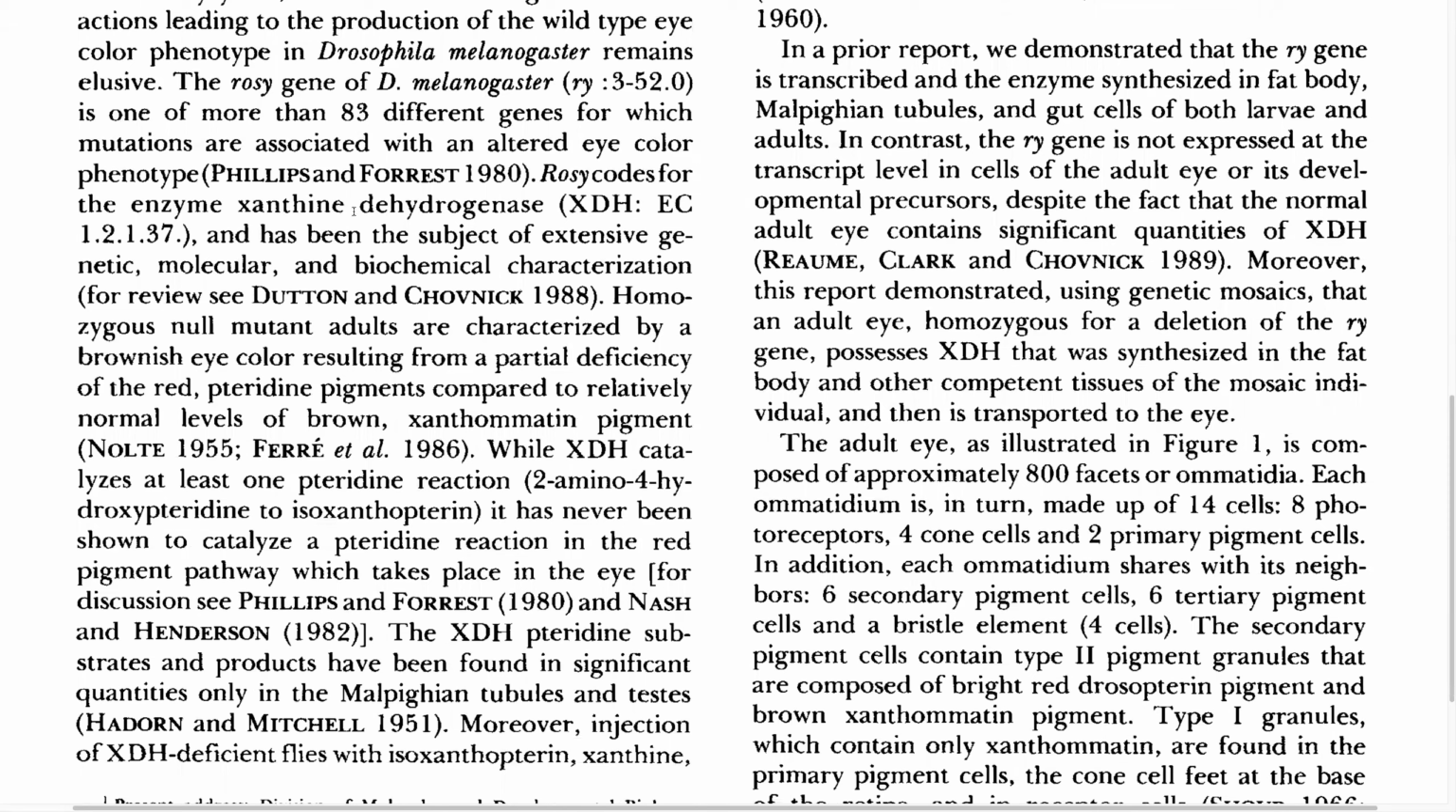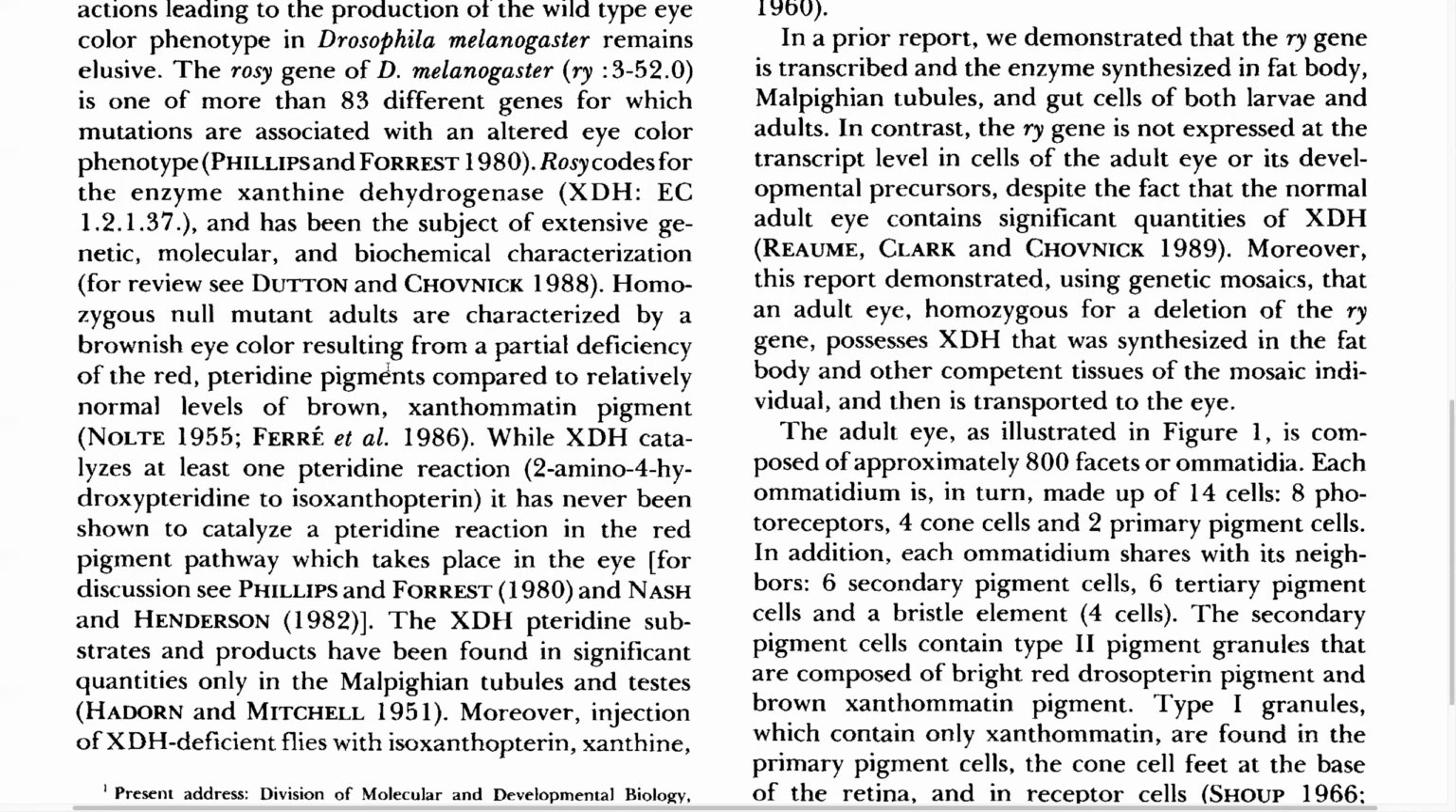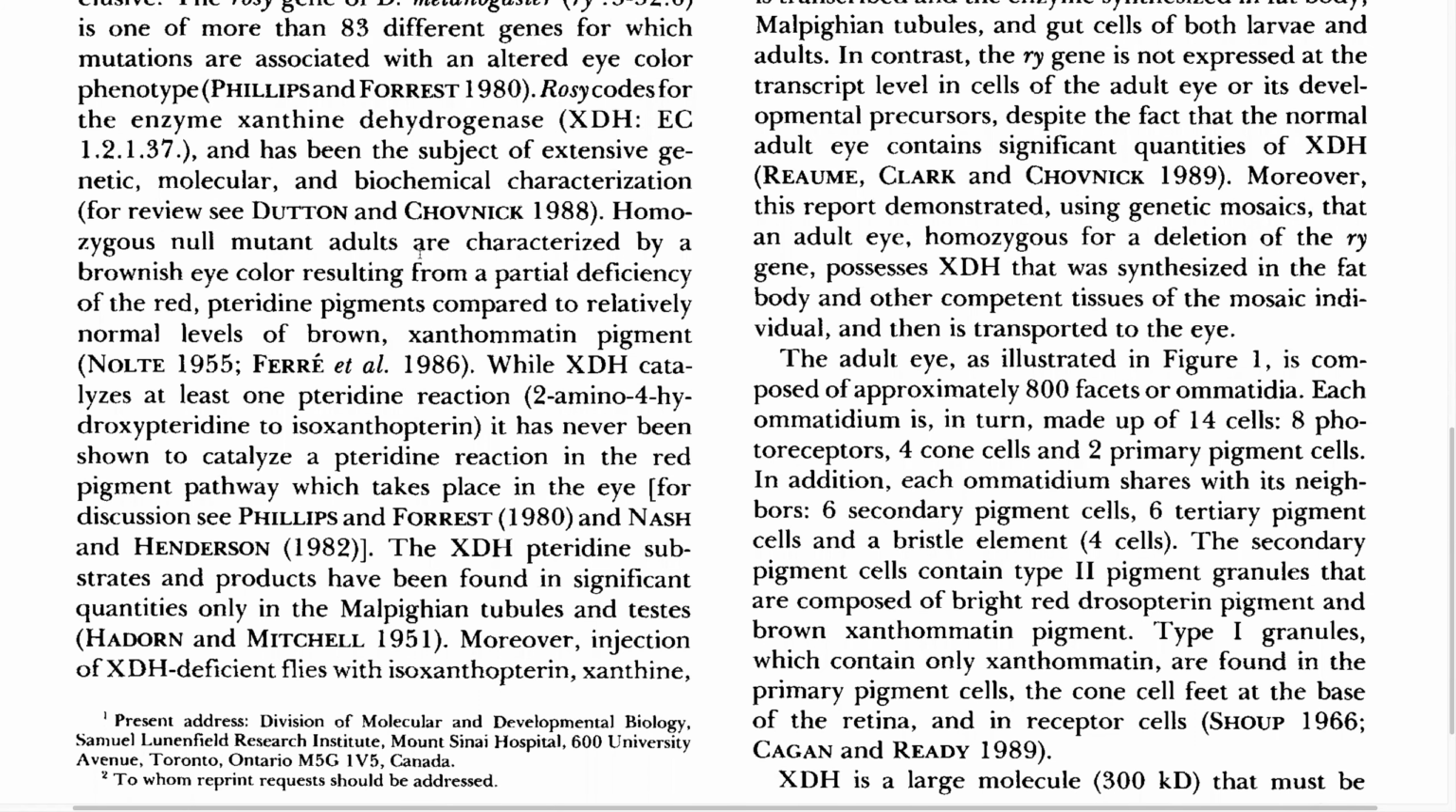Rosy codes for the enzyme xanthine dehydrogenase. So right off the bat, this is something that was already known before this paper was published. And admittedly, for the level that we're interested in, this little sentence here might be one of the most informative take-home messages from this paper. It's been the subject of extensive study. Homozygous null mutant adults. Null means a completely non-functional or even absent allele for the gene. So homozygous null mutant adults, or homozygous recessive, you could think. Rosy adults are characterized by a brownish eye color.